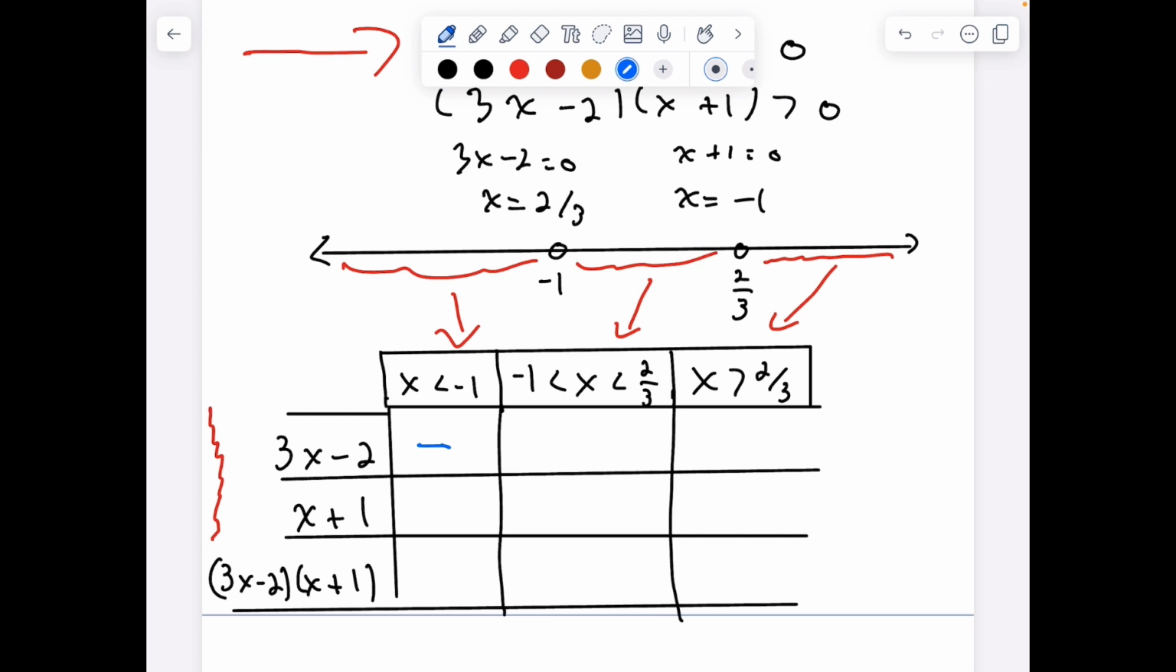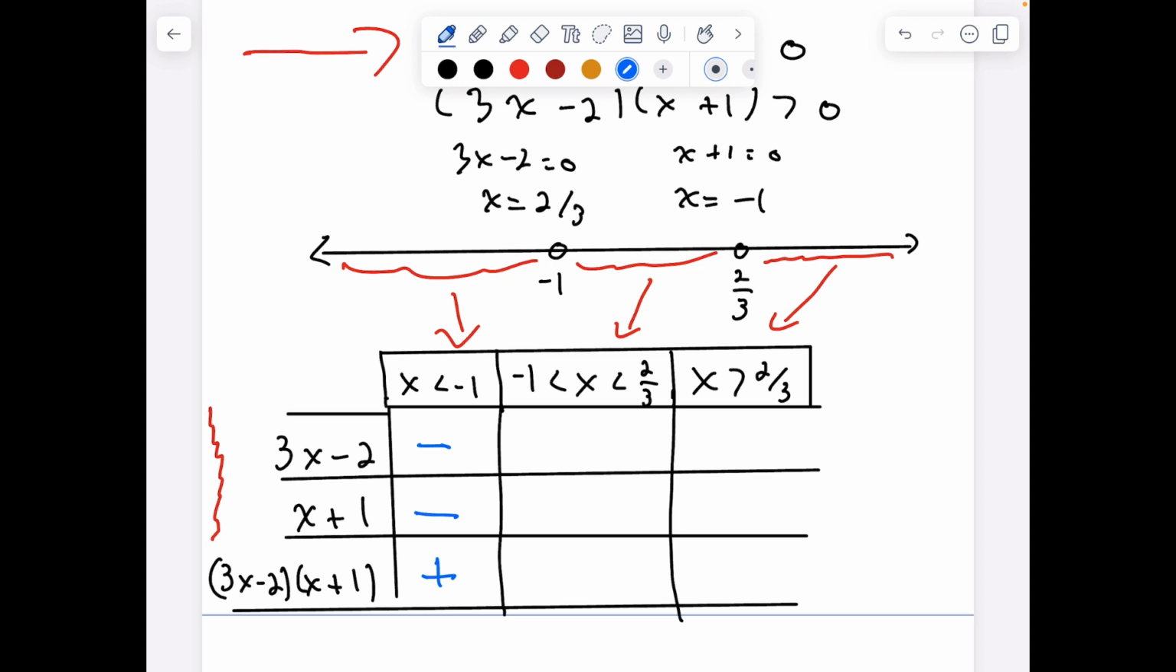So for all x less than -1, 3x minus 2 would be negative. x plus 1 would also be negative, so just imagine plugging in -2 plus 1, that's going to be negative. And therefore, the product of 3x minus 2 and x plus 1 is positive.